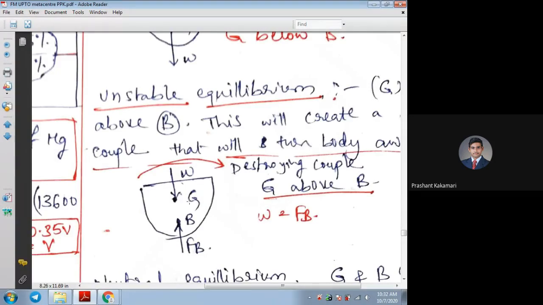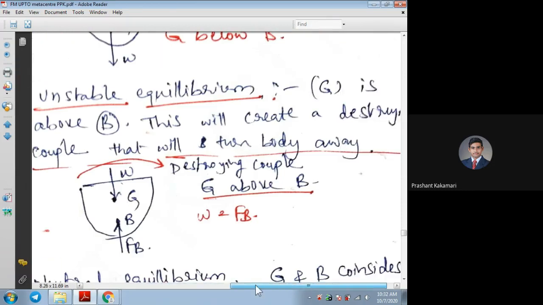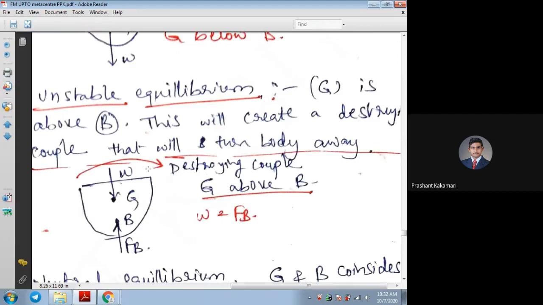But in such surfaces, what will happen? If the center of gravity is above the center of buoyancy, any couple applied on the right side or left side, or any moment applied, it cannot restore back to its original position. Because of the center of gravity, it may fall down on the right side or the left side. It cannot retain its own position. Such couples we call destroying couples, which are not restoring couples. This condition is possible when the center of gravity is above the center of buoyancy point.